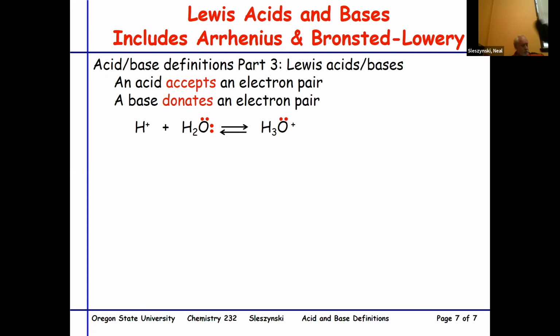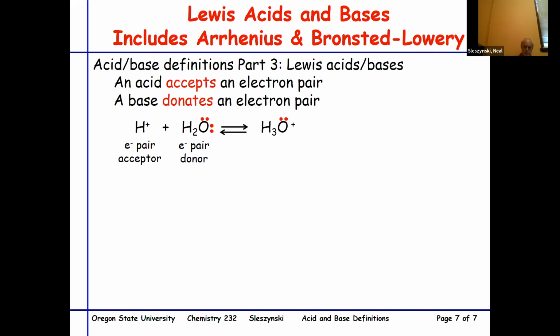If we take a look at a hydrogen ion reacting with a water molecule to give us a hydronium ion, we can clearly see that the hydrogen ion with a positive charge will act as the electron pair acceptor, accepting an electron pair, 2 electrons from the oxygen in water. Water will be the electron pair donor. 2 of the non-bonding electron pairs in water will be used to form that bond with our hydrogen ion. So this still looks like an Arrhenius or Bronsted-Lowry acid-base reaction.